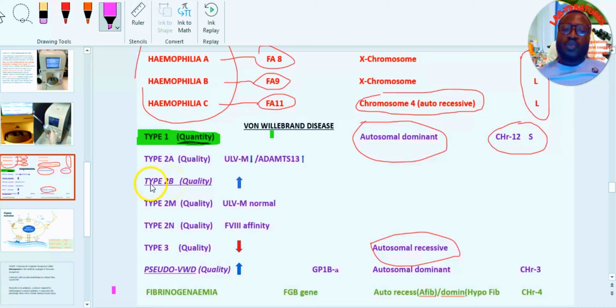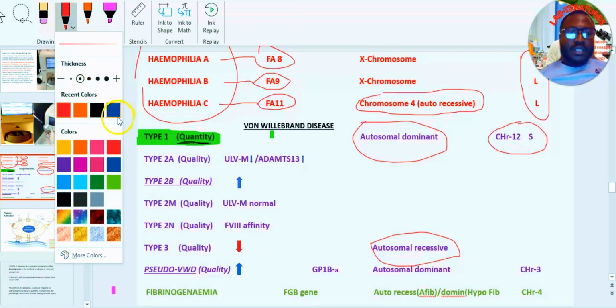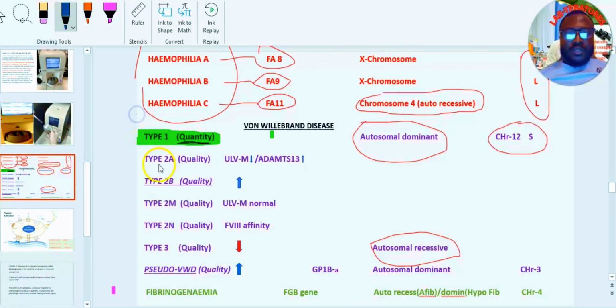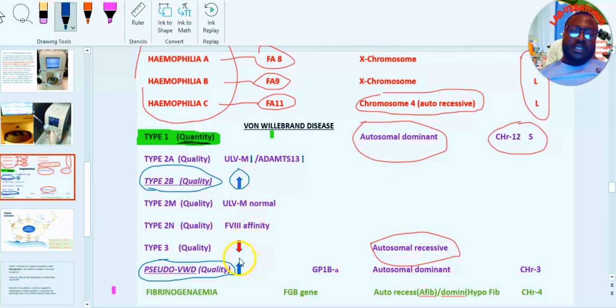Now we go to the 2B. So I'm explaining the 2B here, and I have purposefully underlined those two. Let me get a blue one. Yes. So I've underlined this and I'll circle that. And I've underlined the pseudo von Willebrand disease, which is also qualitative. And if you look at the arrows, this is a hyperactivity, and as well, this is a hyperactivity. So they are both qualitative defect, hyperactivity, hyperactivity.